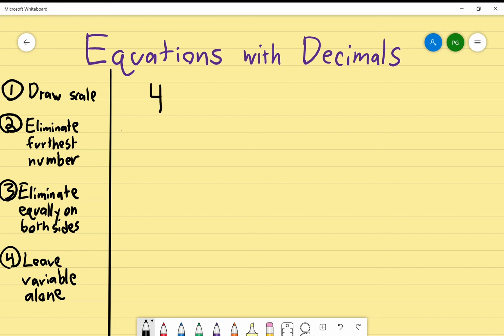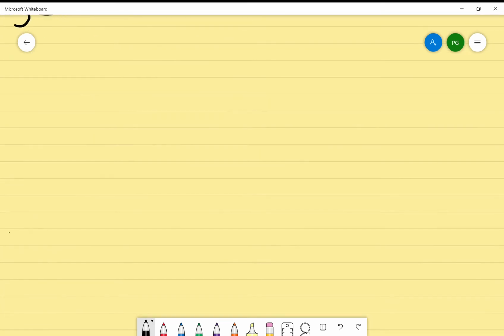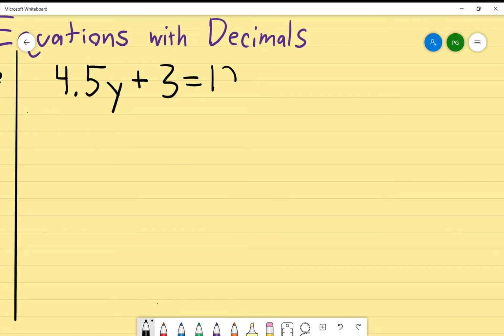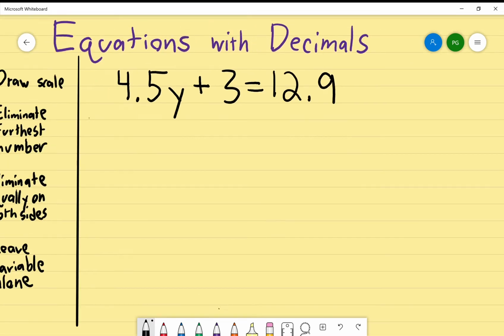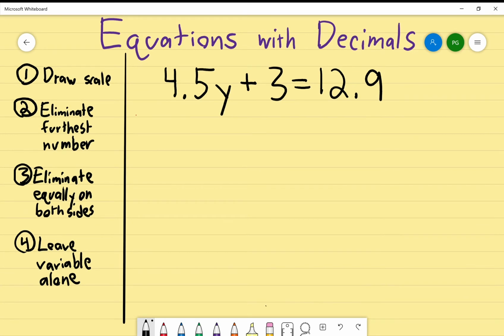Let's go with 4.5y plus 3 equals 12.9. Okay? Let's say I give you this as an equation that you have to do. Absolutely nothing has changed. You know what you're doing. Number 1, you draw the scale. Done. Number 2, you eliminate the furthest number from the variable.